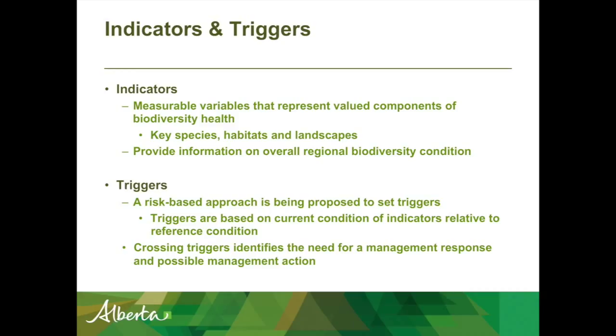And the purpose of the indicators is to provide information on overall regional biodiversity condition. We also have triggers for each of the indicators, and we've developed a risk-based approach for the triggers. To set the triggers, we compare the current condition of the biodiversity indicator to the condition under a reference. So under, let's say, an undisturbed or historical reference condition. And the further the indicator's current condition is from that historical reference condition, the less change we tolerate before a trigger is reached. Crossing the triggers identifies a need for a management response and then possibly a management action.